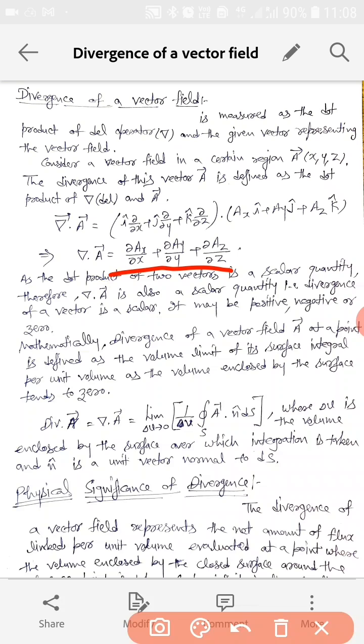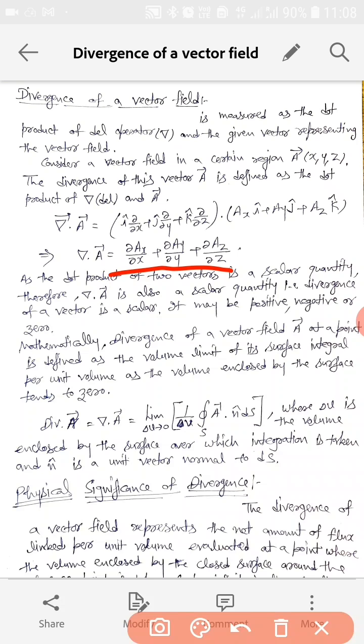So as we already know, the dot product of any two vectors is a scalar quantity. So here both are vectors. Del is a vector quantity, A is also a vector quantity, so its dot product will also be a scalar quantity. And because it is a scalar quantity, it can have positive values, negative values, or zero values.